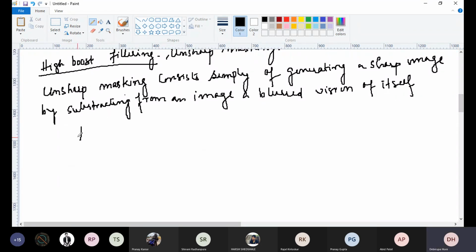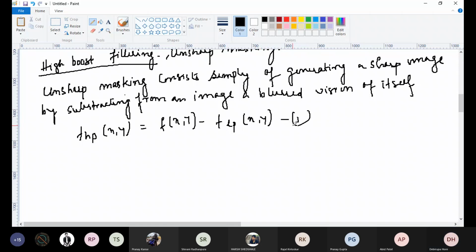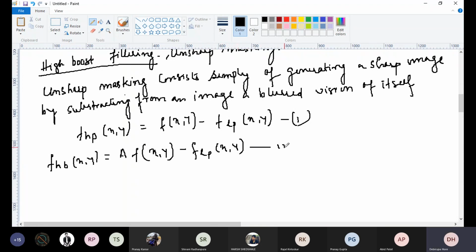So we can write that f of hp x, y is equal to f of x, y minus f of lp x, y. So f of high boost x, y can be given by a scaling factor A into f of x, y minus f of lp x, y. Give this equation number 2.